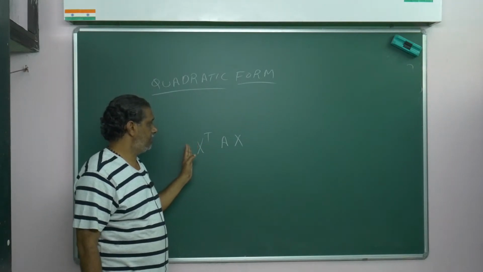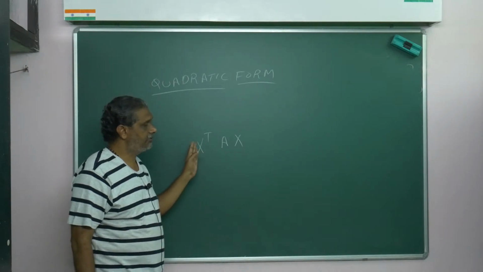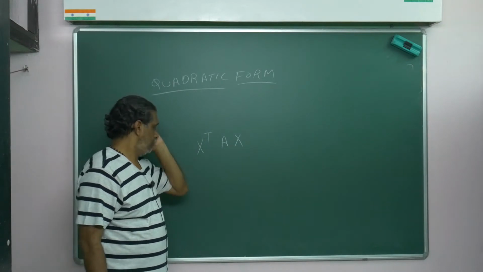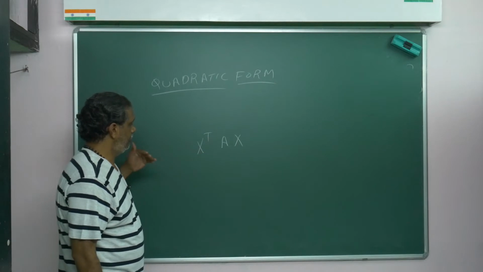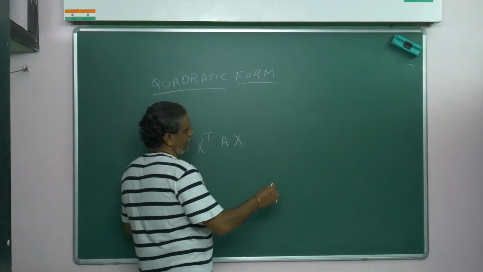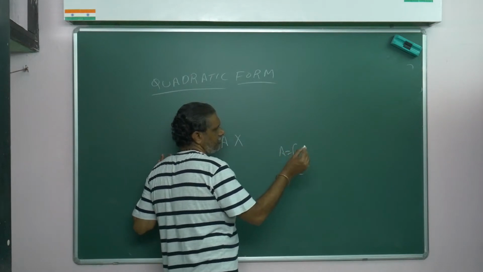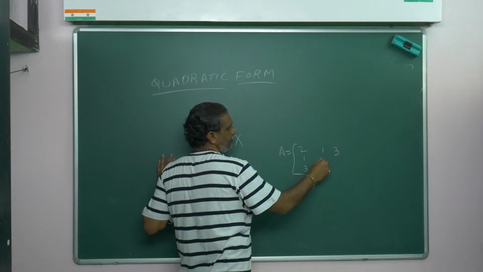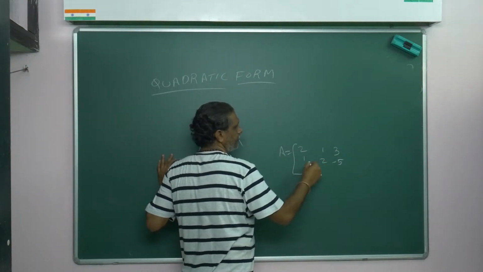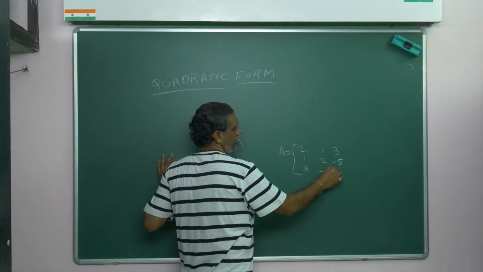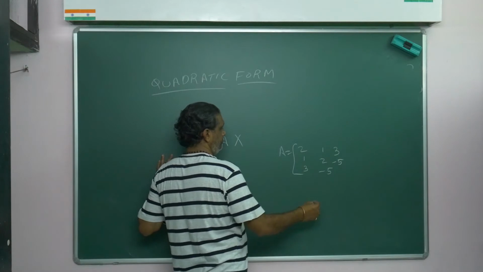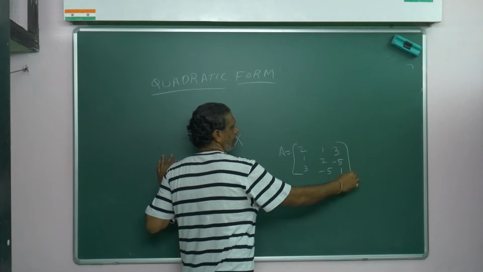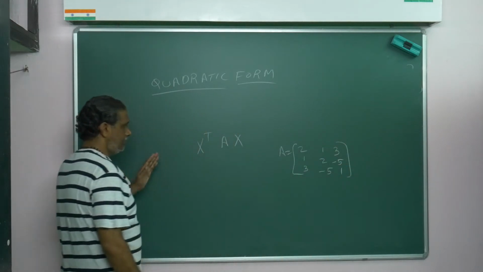Symmetric matrix means that on the diagonal you will always get x1 square, x2 square, x3 square. I will explain how to find the rest while explaining the problem. So take one symmetric matrix. Write the first row as 2, 1, 3, the second row as 1, 2, minus 5, and the third row as 3, minus 5, 1. This is the matrix form.